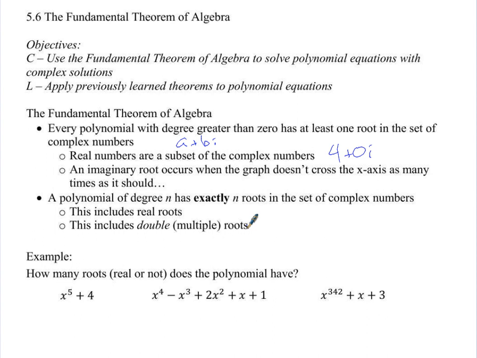Good. So basically what I've just told you is there's two parts to the fundamental theorem of algebra, and we already knew all of it. I've already taught it to you. So how many roots, real or not, does this polynomial right here have? 5. How many does this one have? 4. How many does this one have? 342. It's the degree of the highest term.